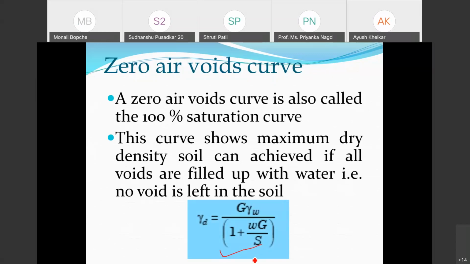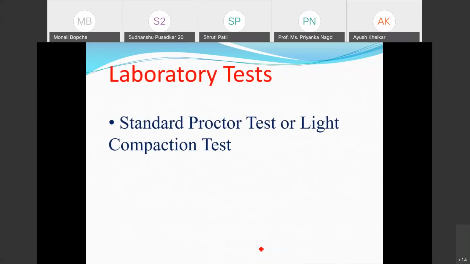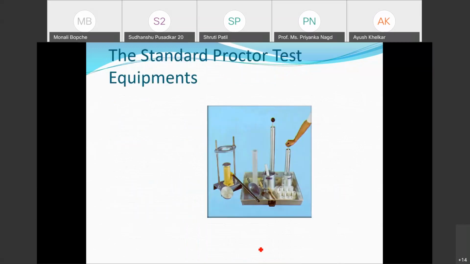So I should know the specific gravity of soil, unit weight, and degree of saturation. Then I will get this gamma D value. So there are two tests, the standard Proctor and modified Proctor test. Now these Proctor tests mean we require some rod and all that.